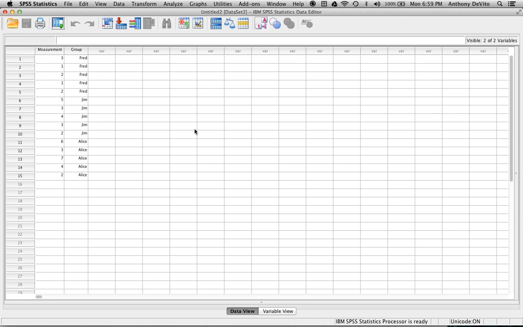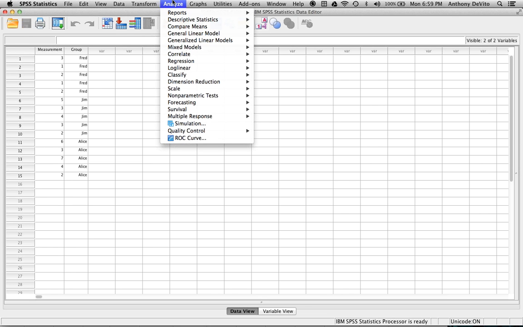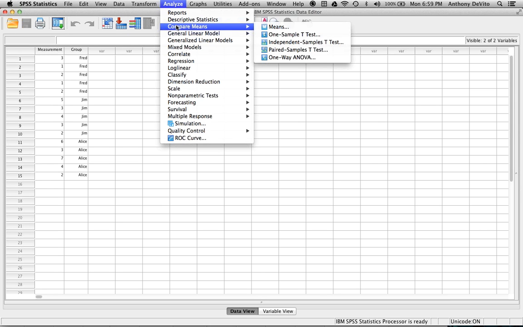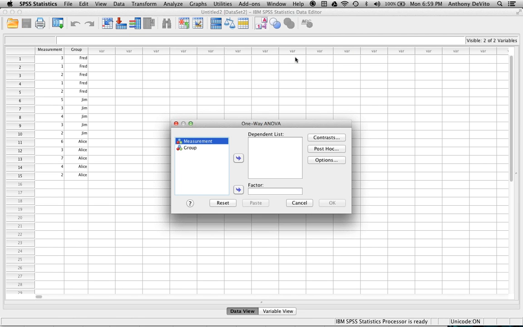Okay, so I'm going to go to Analyze. What are we doing here? What is our purpose here? What are we trying to do? We're comparing means. Even though it's called analysis of variance, we're comparing means. So I expect to find this in Compare Means. I'm going to go down here to One-Way Analysis of Variance. Don't worry about one way for right now. I'm going to click on that.